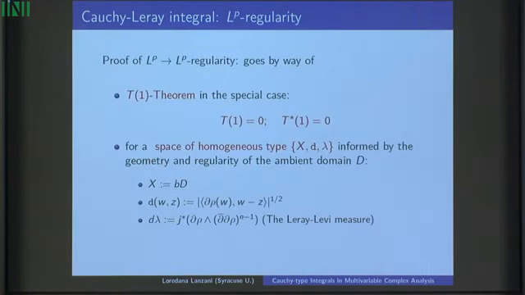Okay, so the proof goes by the application of this technology that I was mentioning before, the T(1) theorem, in the easiest possible setting for those who are familiar with the jungle of T(1), which is when T(1) is 0 and so is T*(1). Applied to a space of homogeneous type, which we think of as the infrastructure that is needed to state the theorem, which is informed by the geometry and the regularity of the ambient domain. The support is the boundary, the quasi-distance is essentially the denominator of the kernel, and the measure is the numerator.